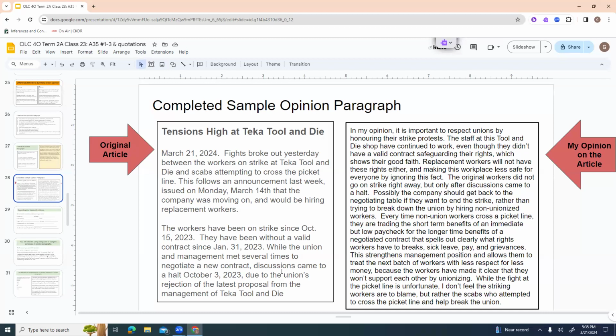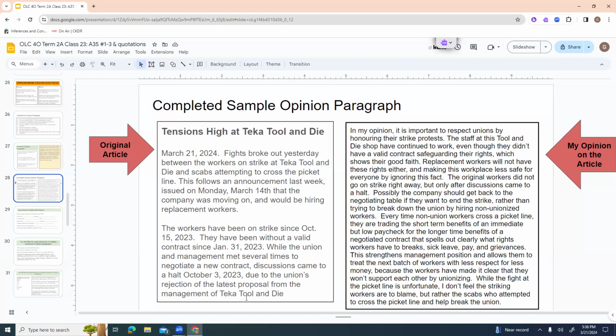It's right there. I'm telling you what I think about the events rather than just re-listing all the events. So, in my opinion, it is important to respect unions by honoring their strike protests. The staff at this tool and die shop have continued to work even though they didn't have a valid contract, safeguarding their rights, which shows their good faith.